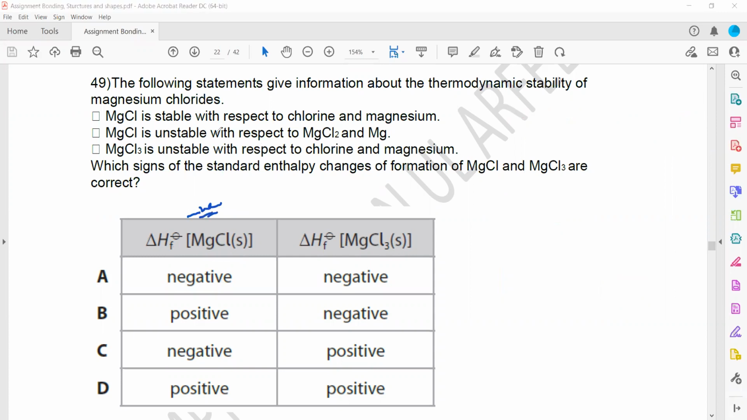Then the last statement: magnesium MgCl3 is unstable with respect to magnesium and chlorine. Means if magnesium reacted with chlorine, it will form MgCl3, but this MgCl3 is unstable. So what does it mean? It means that this MgCl3 is having high energy.